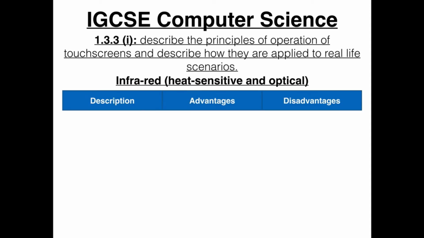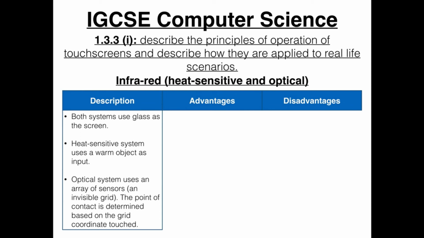So there are two different types of infrared technology. There's heat sensitive and optical. So we'll look at both of these here. Both systems, both heat and optical, use glass as the screen. Heat sensitive uses a warm object as input, and the optical system uses an array of sensors, kind of like an invisible grid, and the point of contact is determined based on the grid coordinate touched.